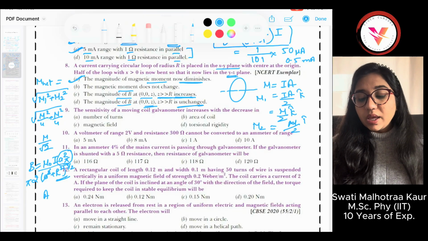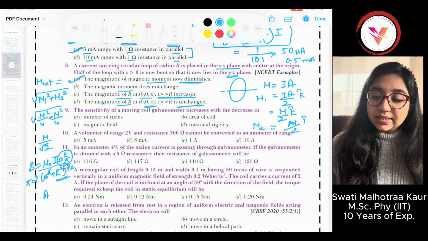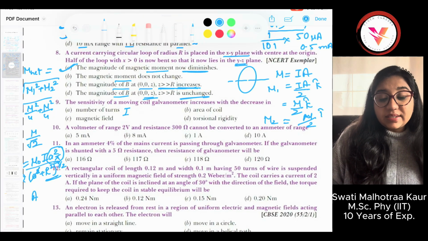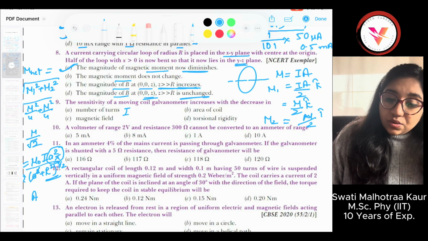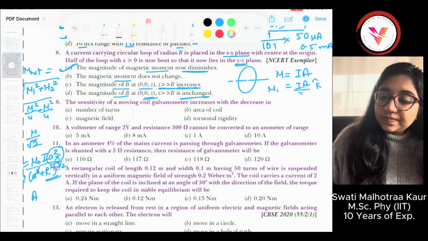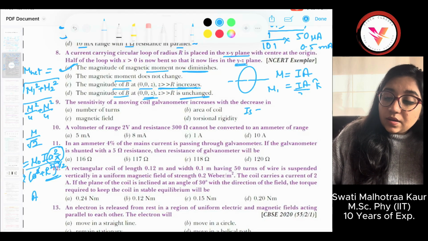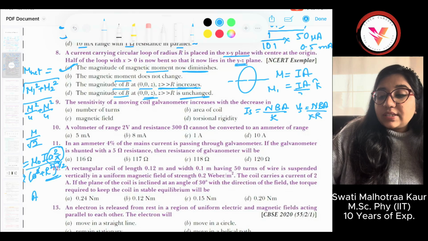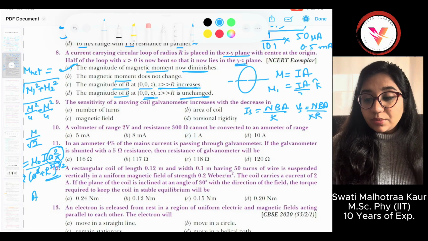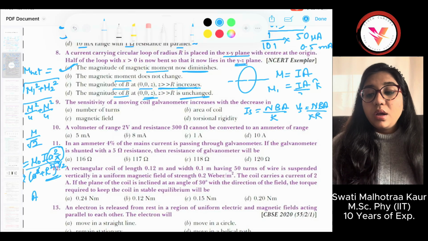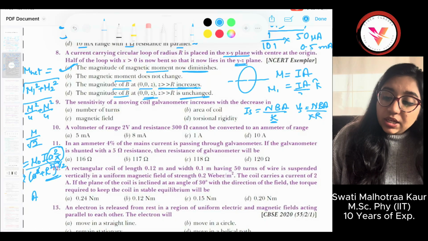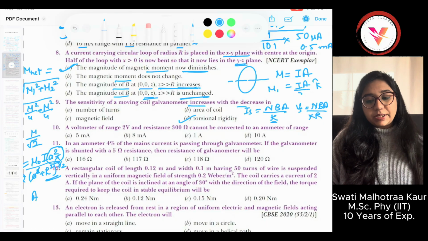Okay. The sensitivity of a moving coil galvanometer increases with the decrease in. For the next question, the sensitivity of a moving coil galvanometer has current sensitivity and voltage sensitivity. So current sensitivity is basically NBA by the torsional constant, and voltage sensitivity is NBA, and the resistance is also there. So if you increase the number of turns, magnetic field, or area, sensitivity will increase. But if you increase torsional rigidity, it will decrease. So it increases with the decrease of torsional rigidity.